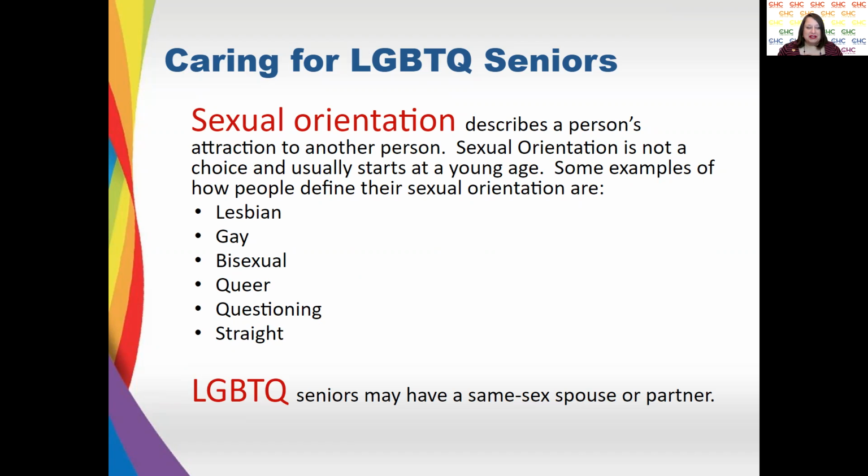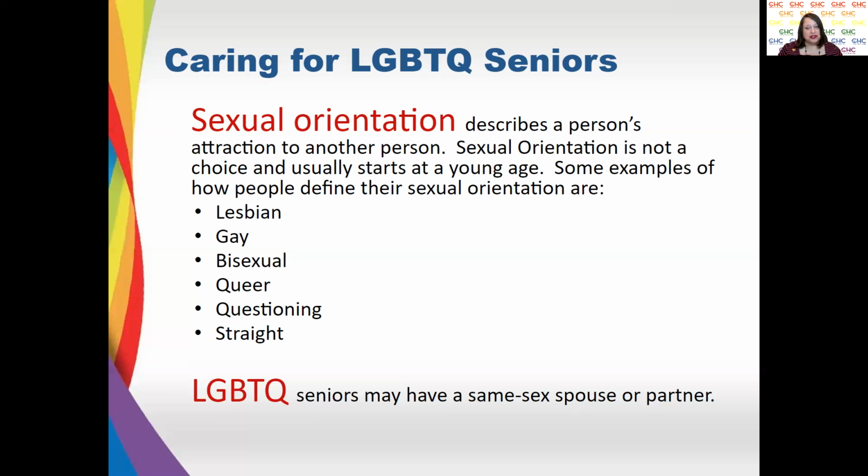Queer is a broad term that's used by the LGBT community to cover the spectrum of sexual orientation and gender identity. It used to be a judgmental term, but it's been reclaimed by the LGBTQ community. This term should not be used by someone unless they give you permission to do so. Questioning is someone who maybe is still uncovering and identifying their gender identity or their sexual orientation. And straight is typically referred to as a person who is attracted to members of the opposite sex.